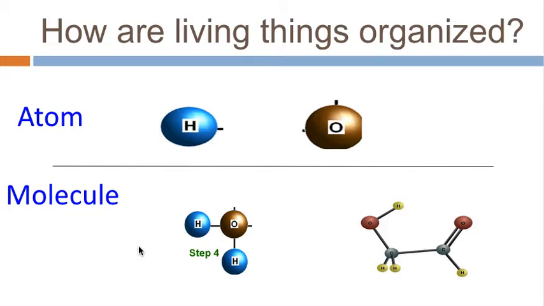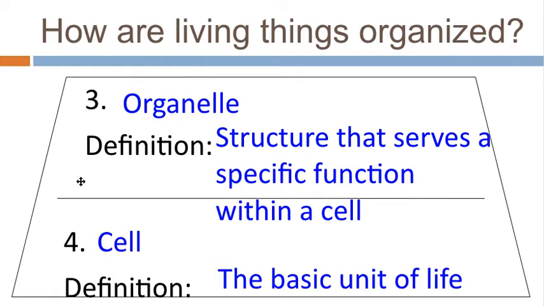We take these molecules and we put them together to make what we call organelles. These organelles are structures that serve a specific function within a cell. Okay, so an organelle is a structure that serves a specific function within a cell. And we'll go over some examples in a second. Those organelles, if we put those together, we make cells, and cells are the basic unit of life. So organelles serve a function within a cell, and then cells are the basic unit of life.